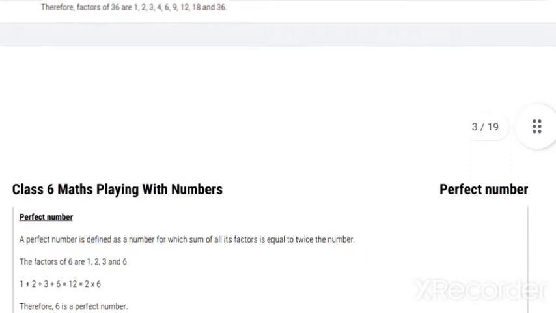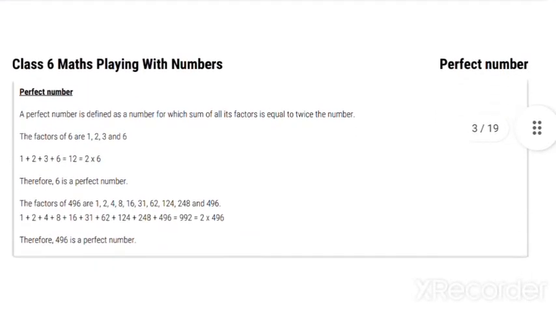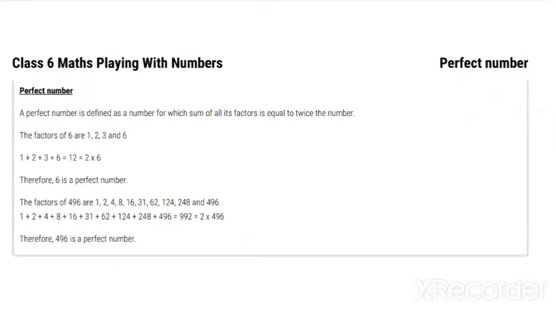Now let us understand the meaning of a perfect number. A perfect number is defined as a number for which the sum of all its factors is equal to twice the number. For example, the factors of 6 are 1, 2, 3 and 6. Now the sum of all the factors, that is 1 plus 2 plus 3 plus 6, is equal to 12, which can be written as 2 into 6, that is twice the number.